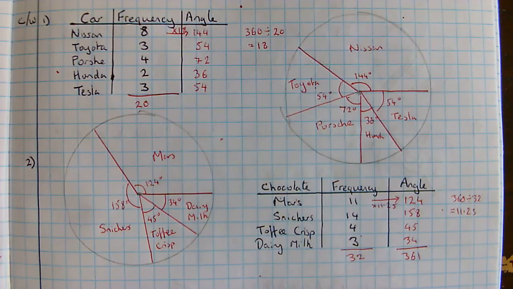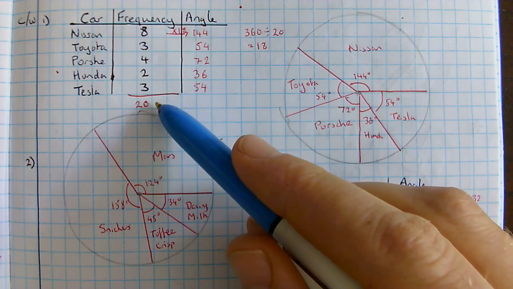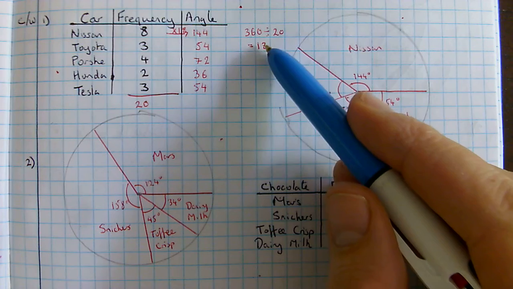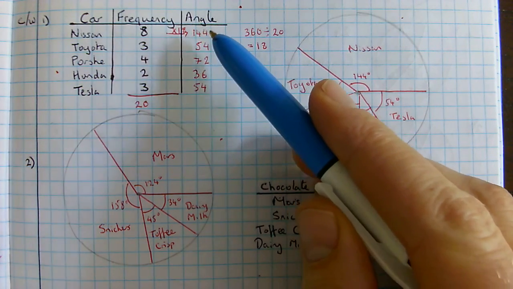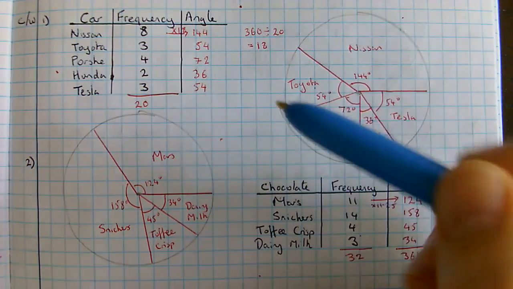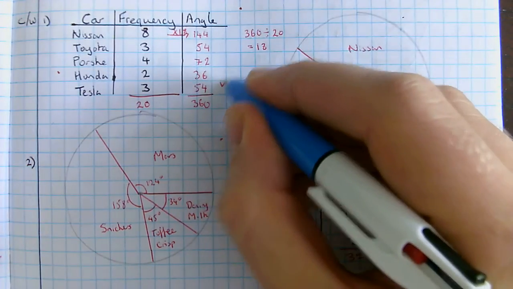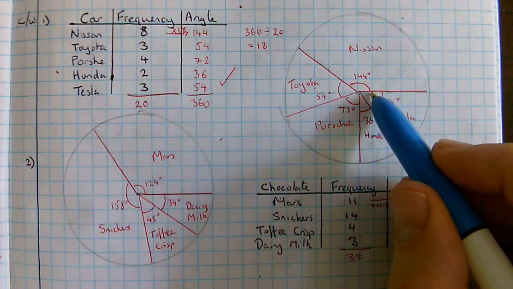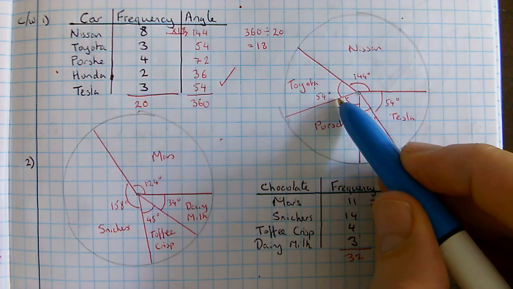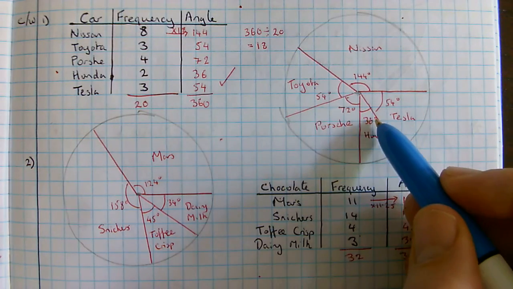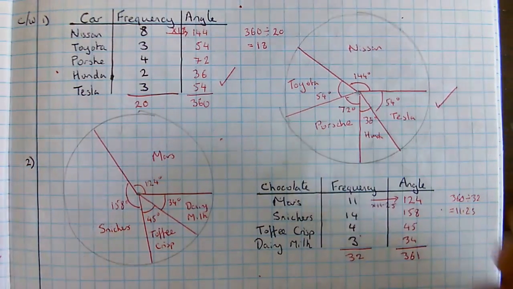Okay, so let's look at the first one. If we added up our total frequencies, we should have seen that we had 20 people who were asked in total. 360 divided by 20 gave me 18, so I need to multiply each of my frequencies by 18. That gives me these angles down here, and we should check that they add up to 360. If you've got those angles right, give yourself a tick. We're then going to put them into my pie chart, so we should see that the biggest wedge, 144 degrees, is Nissan, then 54 degrees to Toyota, 72 degrees to Porsche, 36 degrees to Honda, and 54 degrees to Tesla. Give yourself another mark if you manage to get that pie chart correct.